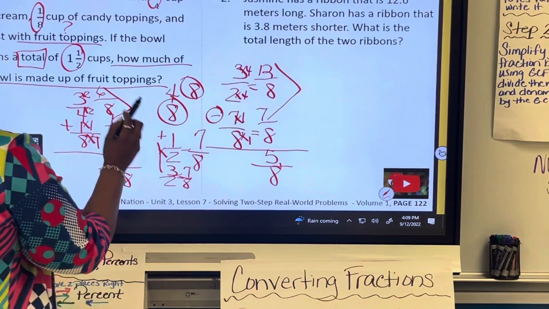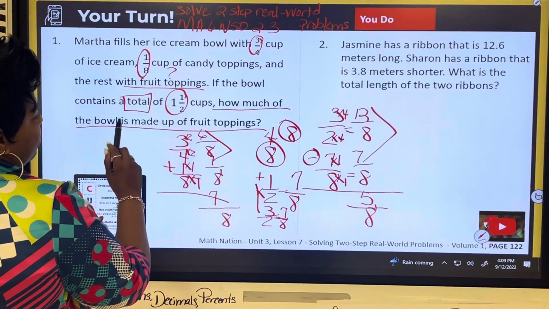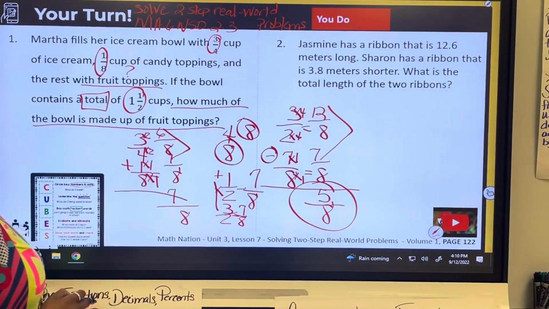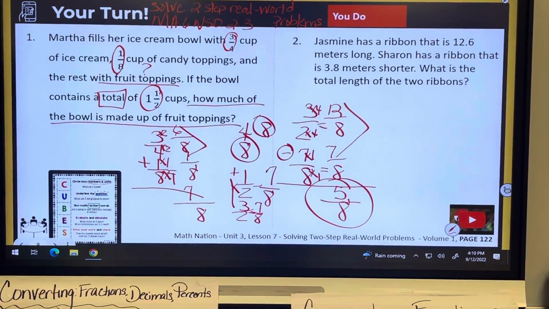So 5/8. So how much of the fruit topping, or how much of the bowl is made up of fruit topping? 5/8. 5/8 of the bowl is made up of fruit topping. Okay, I hope that helps.